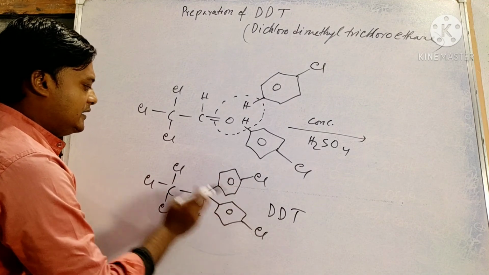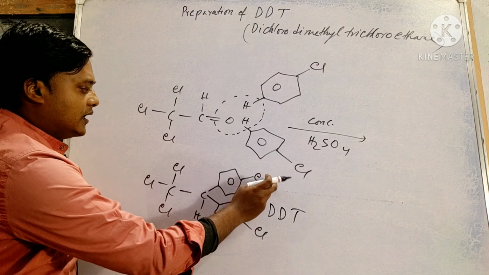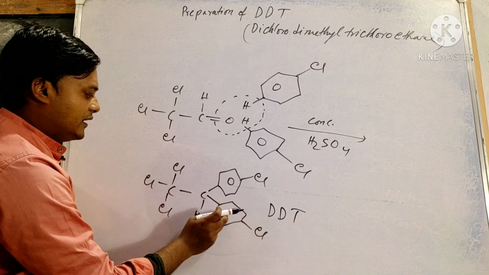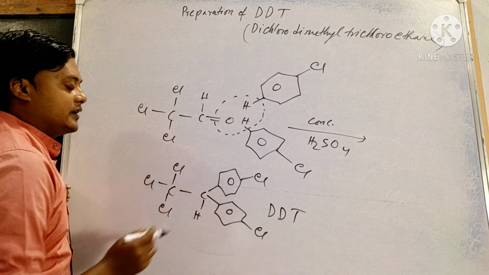Dichloro, diphenyl, trichloro, 2 carbon, that's why ethane. Dichloro, diphenyl, trichloro, ethane. Structure is very important, that DDT structure.